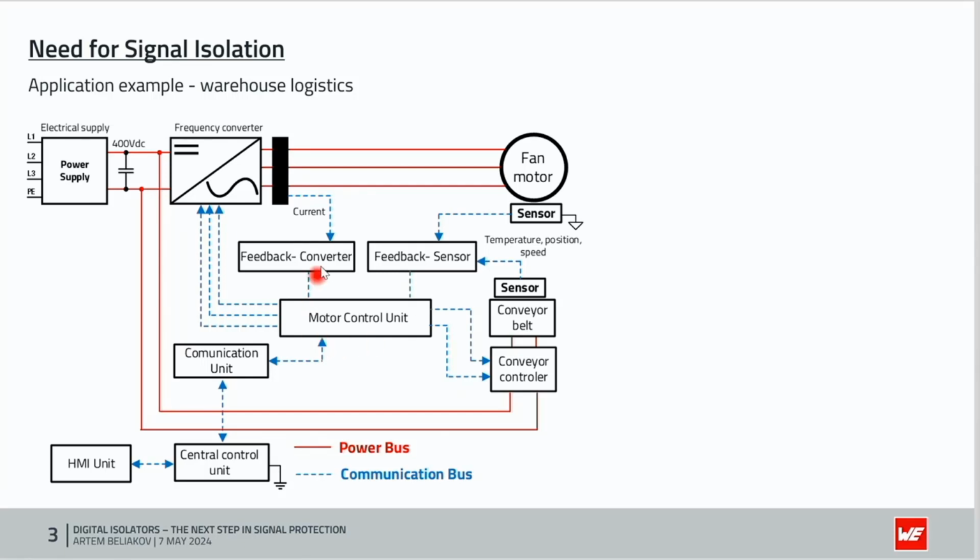Another example, you can see here the frequency converter and the motor control unit. They exchange data with each other, but the problem here is that the frequency converter is located on the high voltage part of the system, and the motor control unit is located on the low voltage part of the system. Again, we need to provide an isolation barrier here for protection of low voltage sensitive circuits from the high voltage part of the system.